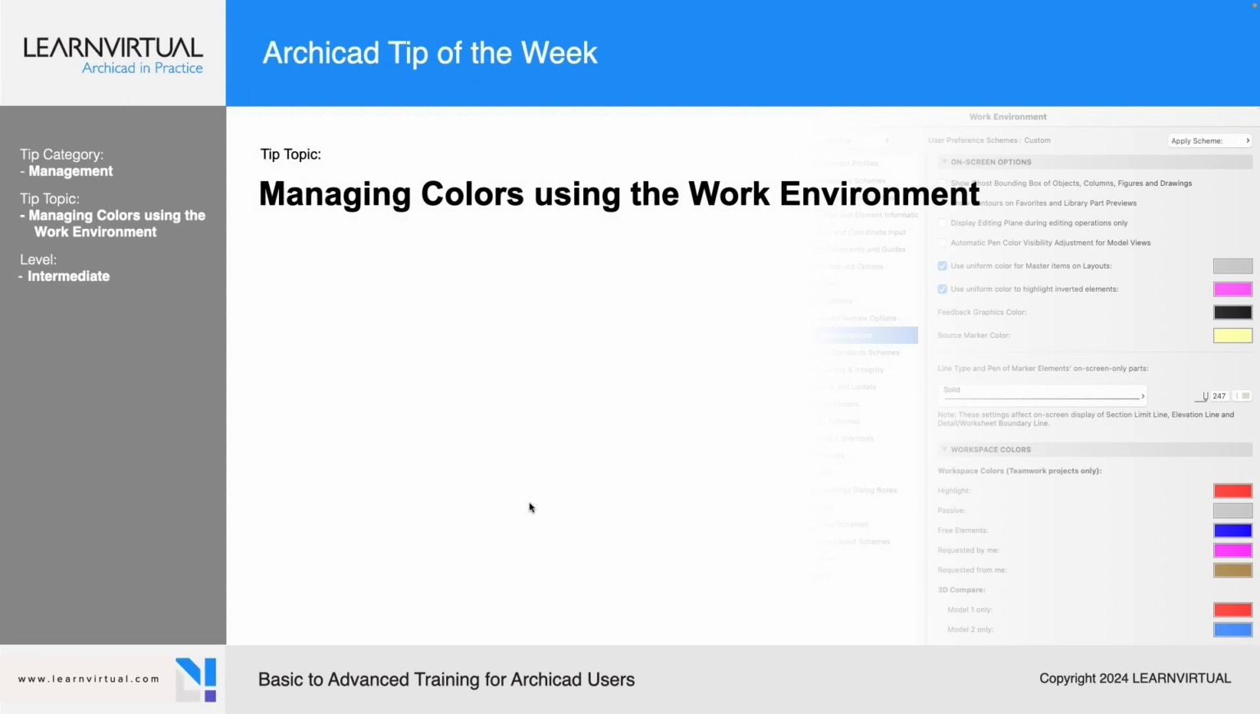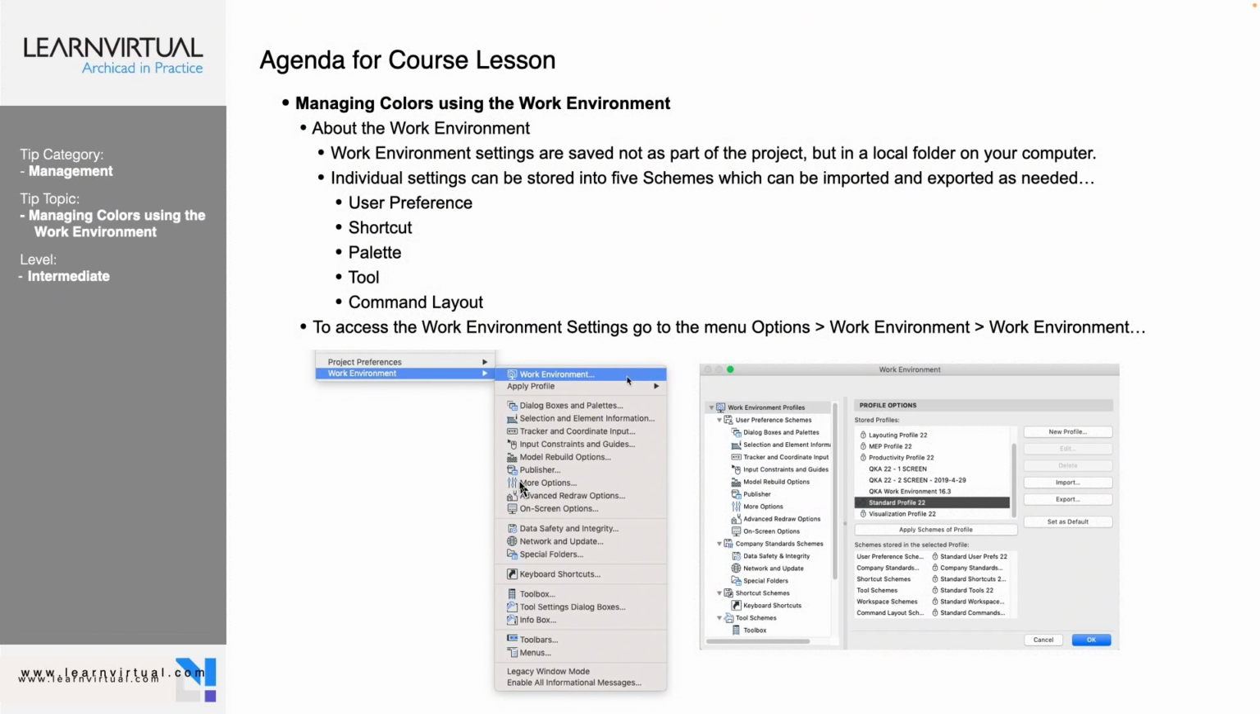Our tip of the week this week is going to be managing colors using the work environment. Our work environment is going to be settings that aren't part of the project. These are going to be view options on your screen for how you prefer to view your drafting elements. So these are going to be things like our user preferences, shortcuts, palettes, tools, and our command layouts.